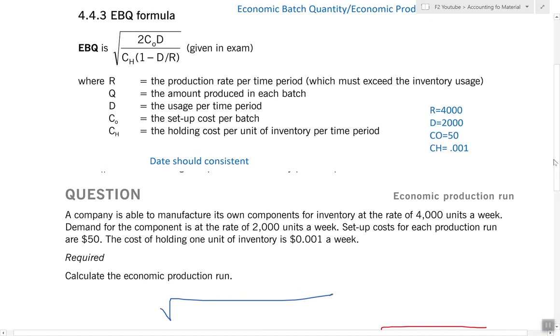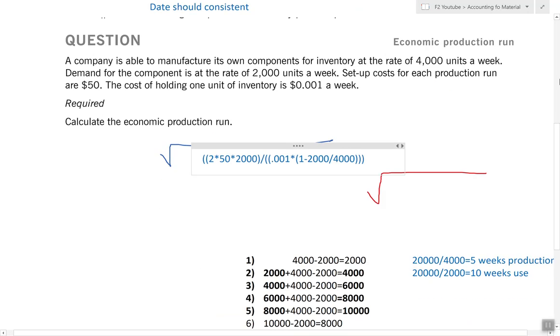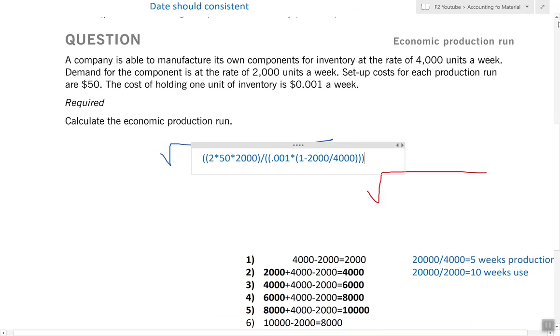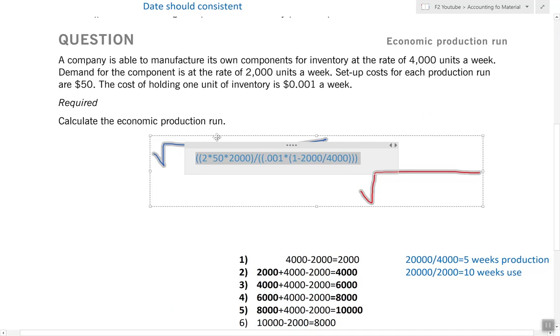So we have 2 multiplied by CO, which is 50, multiplied by demand, which is 2,000, and then divide that by CH, which is 0.001, multiplied by 1 minus D, demand, which is 2,000, divided by R, rate of production, which is 4,000. Okay, so you can manage the brackets, but my recommendation, especially for EBQ, is do them separately in parts.